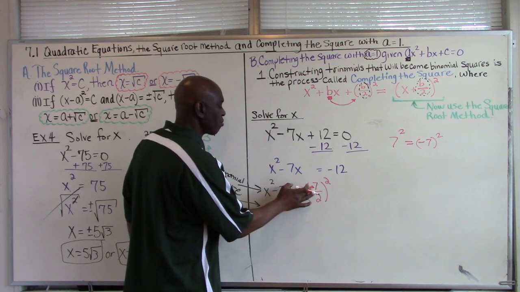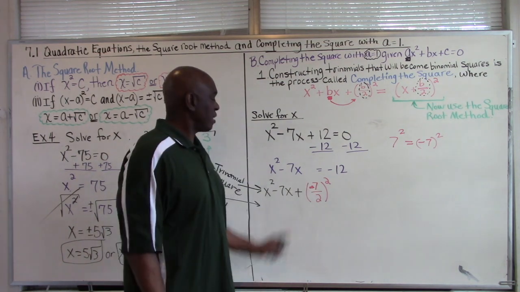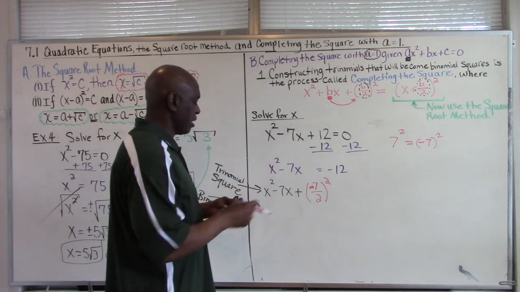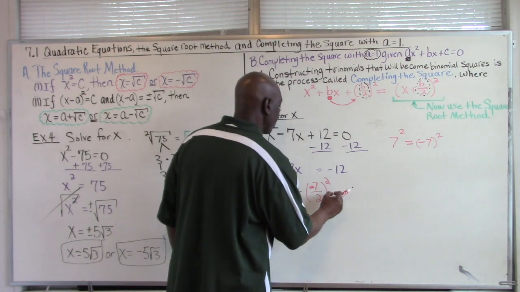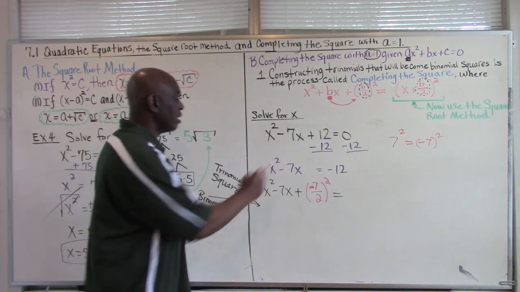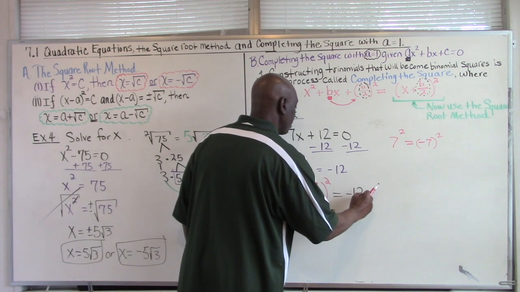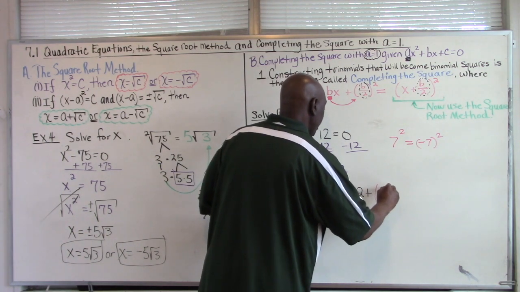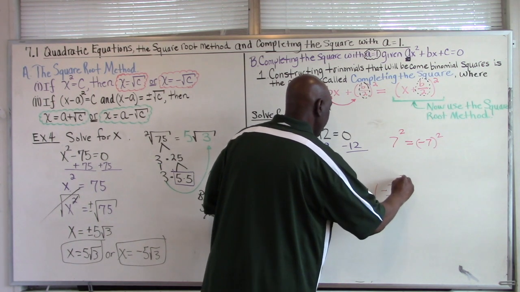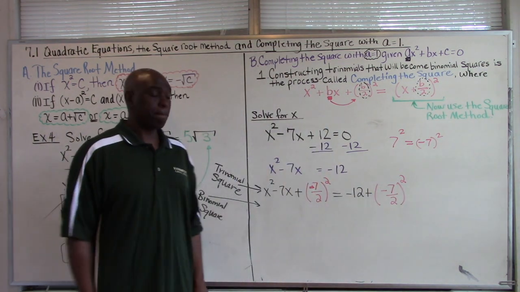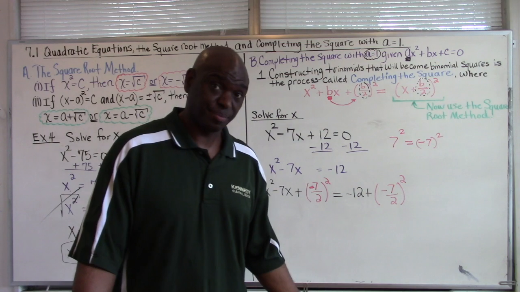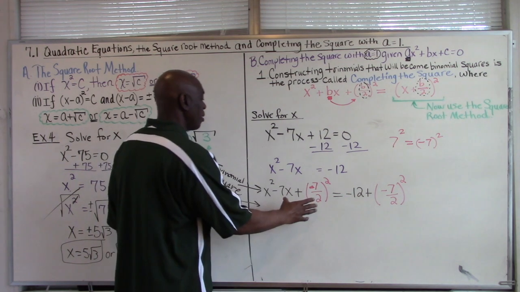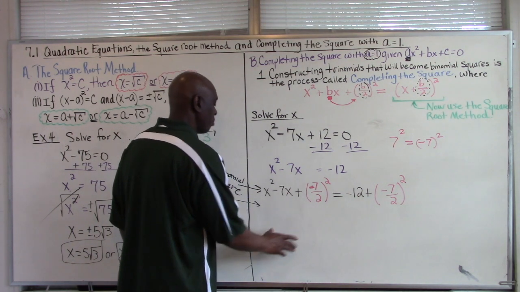And so let's go ahead and just write negative 7. Since that coefficient is negative 7, we'll write negative 7. No problem. Okay, well, what's on the other side? Equals negative 12 plus, write the same thing on the other side. Negative 7 over 2 quantity squared. Everybody good? Good? Okay. Let's go ahead and write our trinomial square as a binomial square.